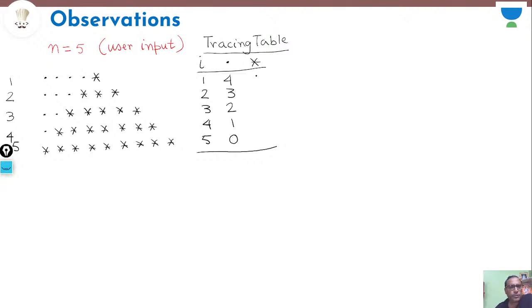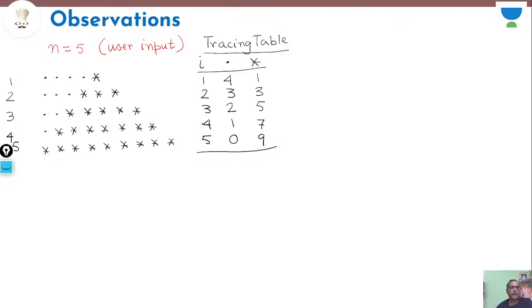And here I am going to write the number of stars. How many stars do we have? Here I have 1 star, 3 stars, 5 stars, 7 stars and 9 stars. So we are getting the number of stars and number of dots in this tracing table. You can ask me questions if you have any. 1, 3, 5, 7, 9. So these are the number of stars, these are the number of dots and this is the layer number.